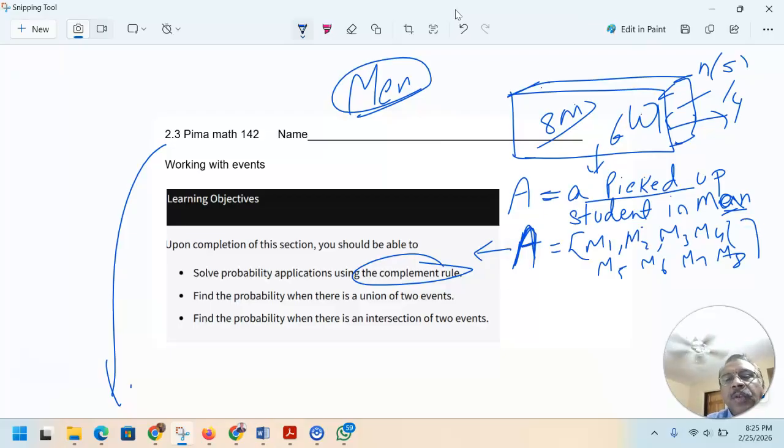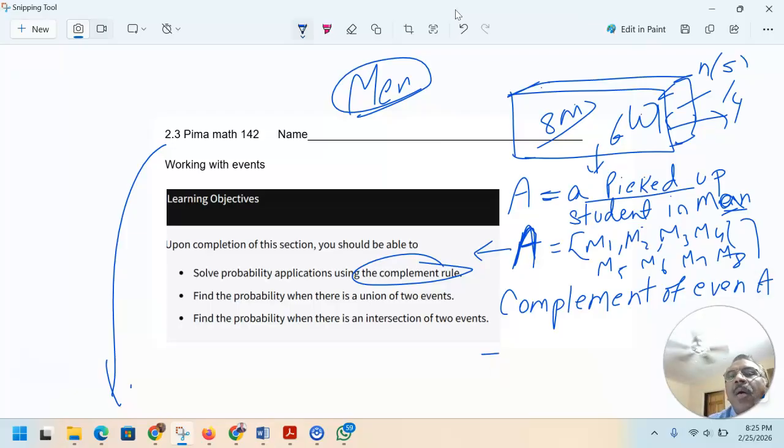Now the complement. What is the meaning of the complement of event A? Complement means all the rest of the students here, but not those men. So it is an event that the student chosen is other than men. So the complement of event A means not men.